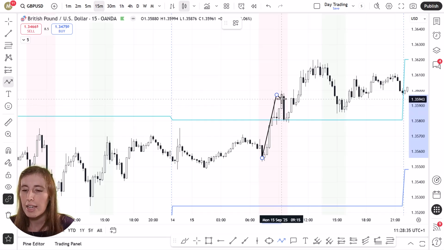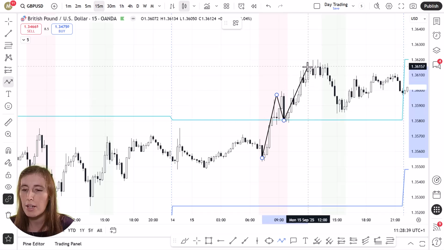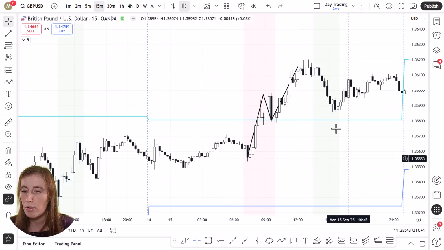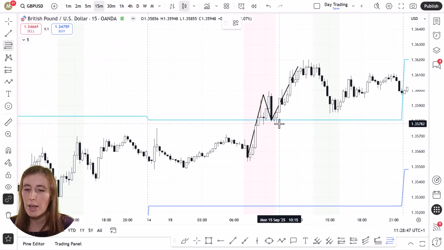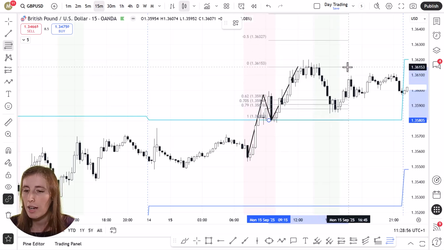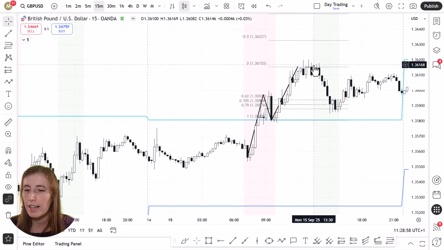But what I'd like to mark here are the key structural points. We had a pullback here in the London, and then price pushed up and made a new high. Now in the New York session, price came back down. Ordinarily, my strategy after a break past a key daily level would revolve around dropping the Fibonacci retracement at the previous structure, which is this one here, and placing the high at the highs.